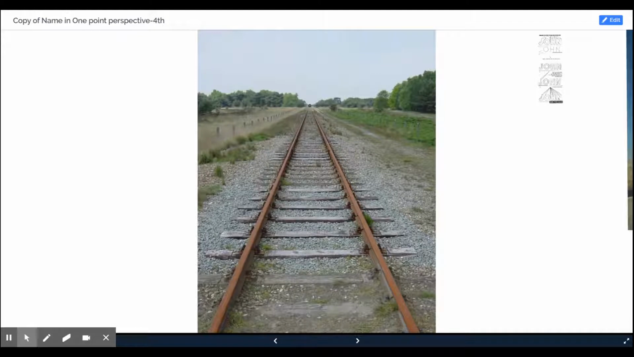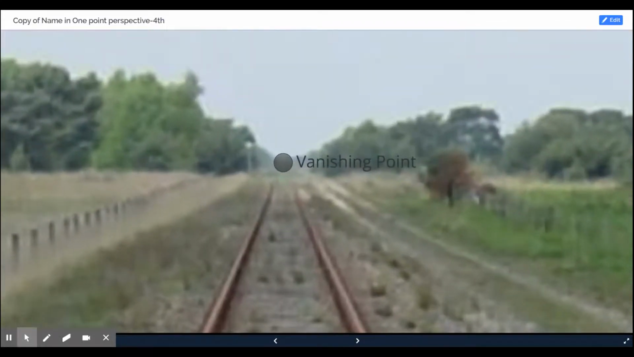Now, if we look at this picture here, we have a pair of railroad tracks. And we know that railroad tracks have to be parallel. That means both lines can't ever intersect or get further apart. If we're looking at this picture, you might notice that it looks like the railroad tracks end way at the end. Way at the end is what we call the vanishing point.